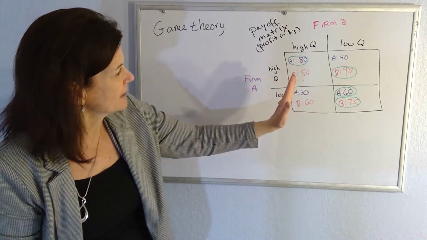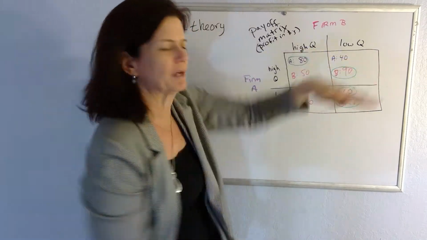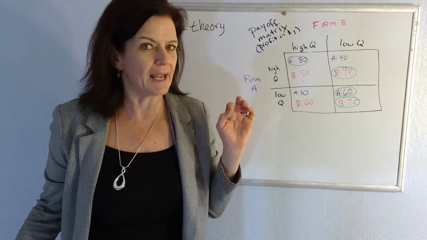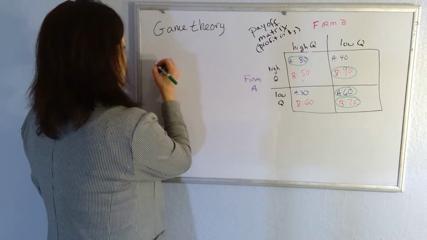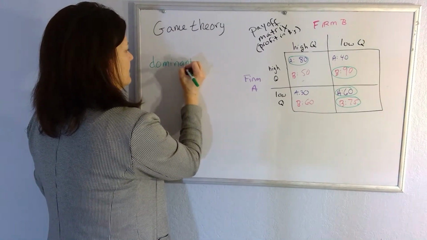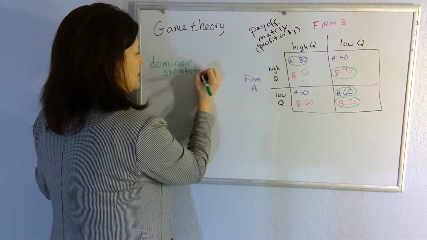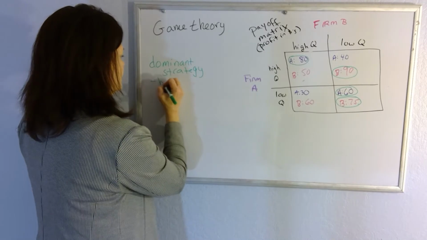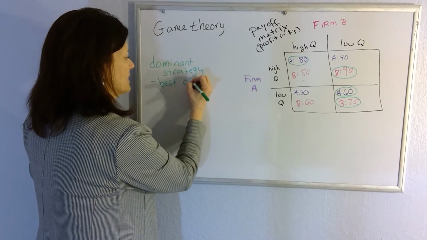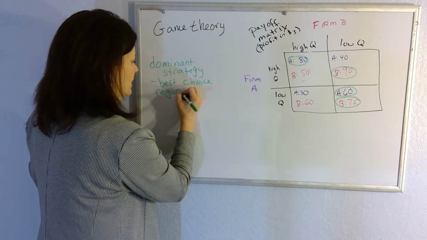So if A is going high, B wants to go low. If A is going low, B wants to go low. No matter what A does, B wants to go low. B has what we call a dominant strategy. A dominant strategy is if somebody has a best choice regardless of what the other player does.